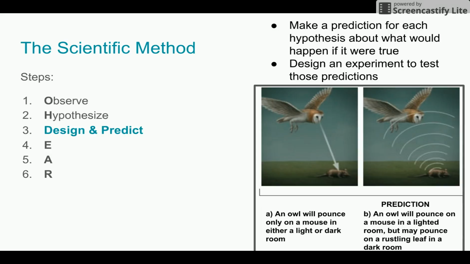The third step is to design and predict. So we need to make a prediction for each hypothesis about what would happen if that hypothesis were true. And then we want to design an experiment to test those predictions. So with our owl example, if the owls hunted in the dark using vision, our prediction would be that the owl will pounce only on a mouse, regardless if it's in a dark room or a light room. And then if the owl hunts by hearing, our prediction would be that the owl's going to basically pounce on anything that makes noise in a dark room. However, in a light room, it should be able to pounce just on the mouse.